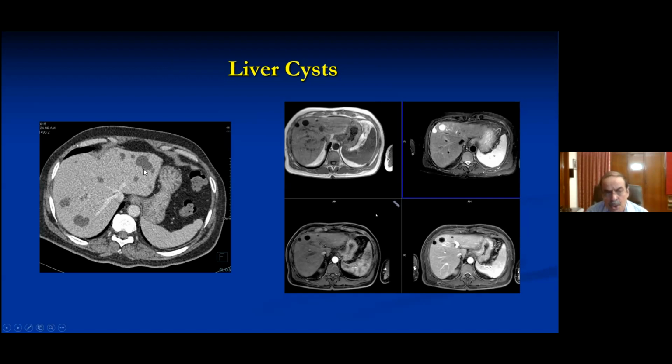They usually do not show thick septations. They may show very fine, thin septations. They do not communicate with the biliary tree. If you see more than 10 such lesions in the liver, you have to think of the possibility of polycystic liver disease as well.